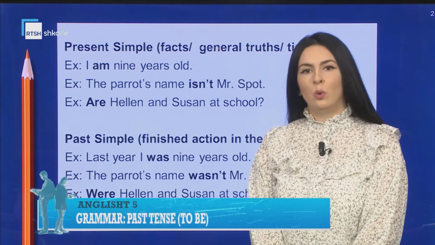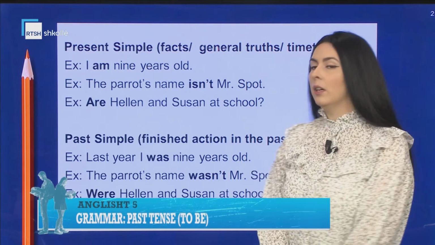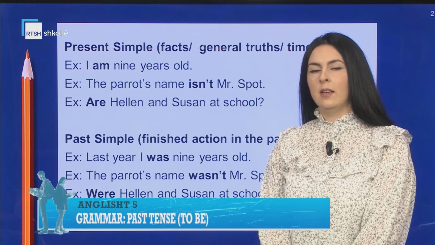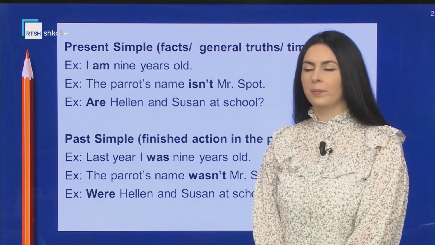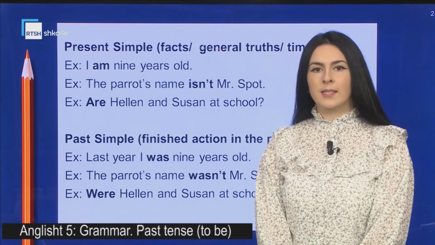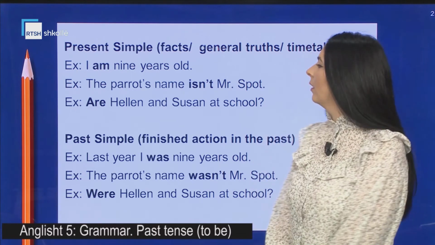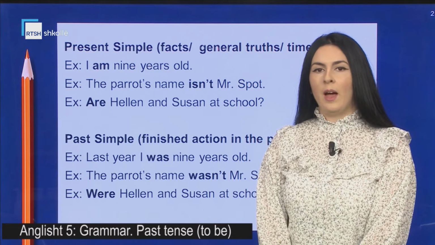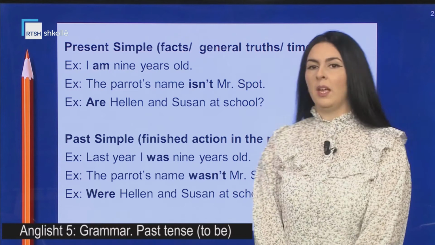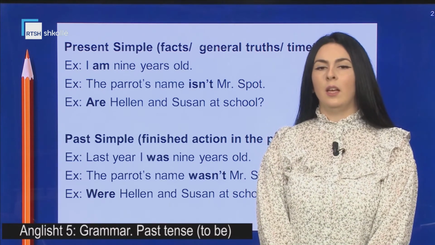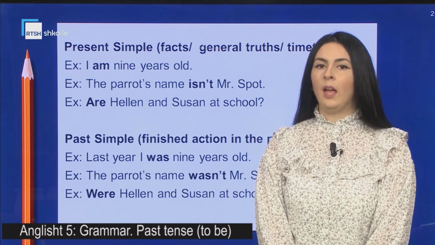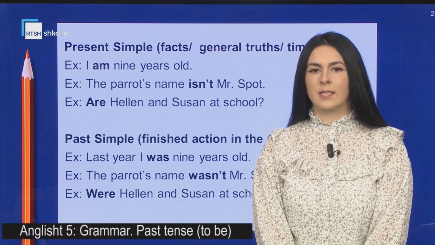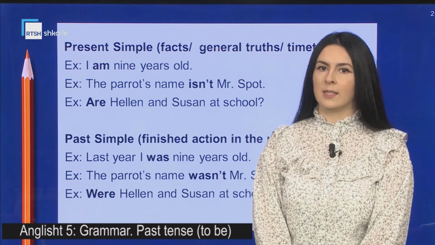Present simple is used to talk about facts, general truths, and timetables. We have the sentences: I am 9 years old. The parrot's name isn't Mr. Spot, and are Helen and Susan at school? In this case, we had three forms of the verb to be in the present simple tense, in affirmative, negative, and interrogative form. But let's see how we can make these sentences in the past simple tense.